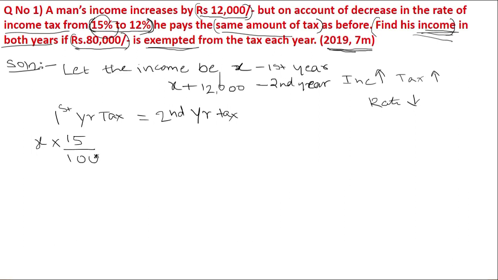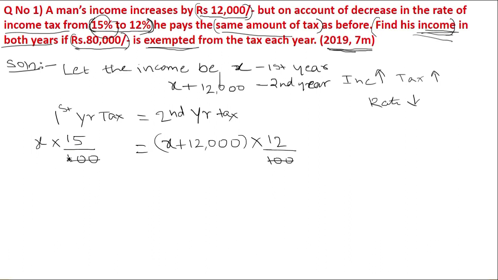What is the second year tax? Second year income is X plus 12,000, correct? So X plus 12,000 into what is the rate of percentage? 12 percentage, correct? X plus 12,000 into 12 divided by 100, because percentage is out of 100. So now we will calculate this one. This 100 cancels each other.